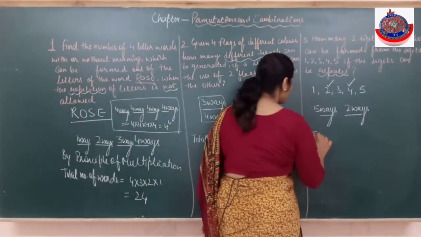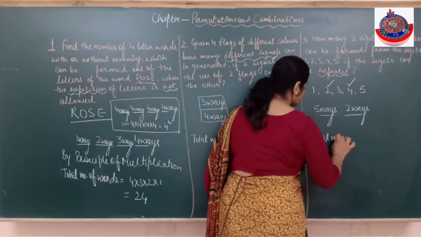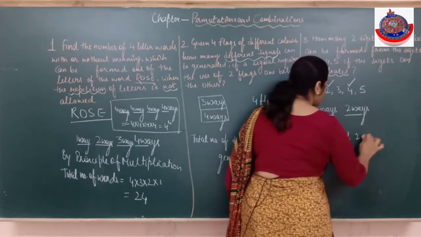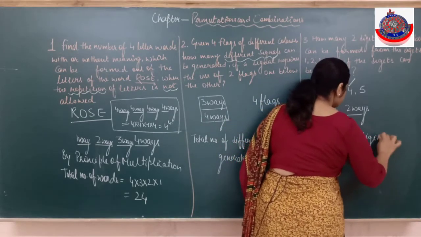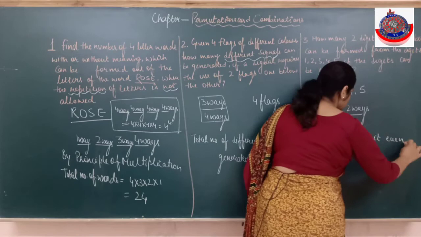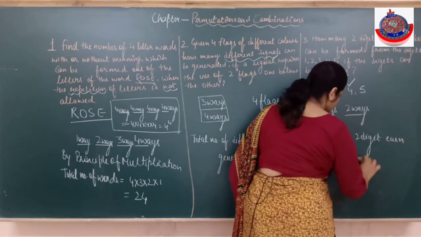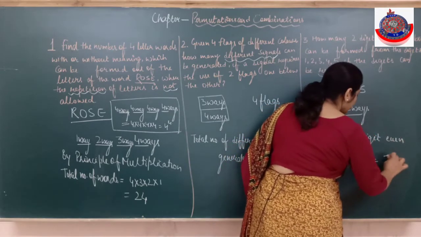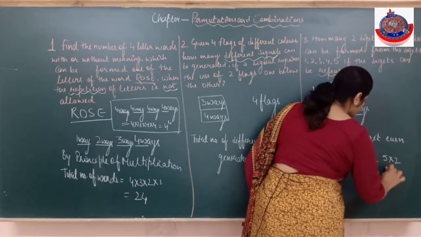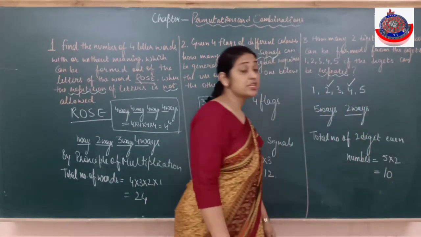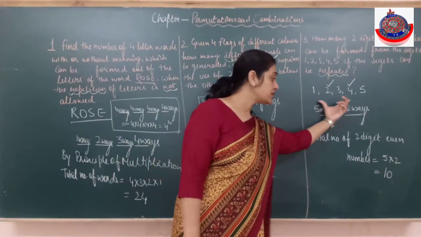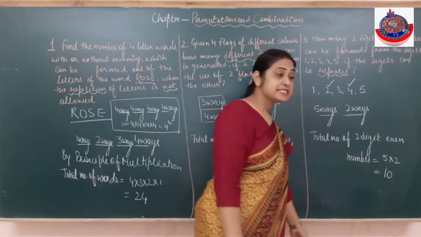So the total number of 2-digit even numbers will be 5 into 2, that will be 10. The 2-digit even numbers out of the given numbers are 10. Is it clear to everyone?